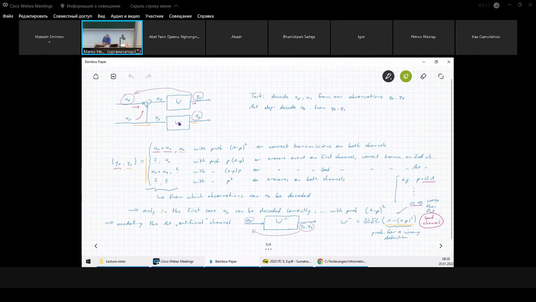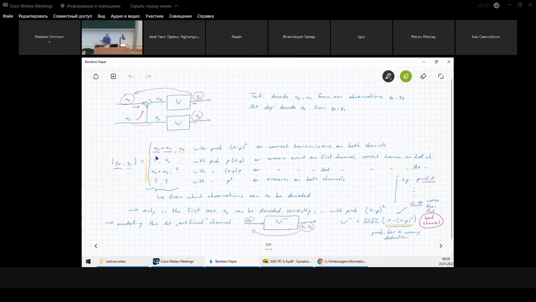No error on the second channel, so this means my observation y1 will be just the same value as u1. See, u1 becoming here x1, no error on the channel, becoming y1. So we get the correct observation here at this second output. So as I said, we know the probability that this will happen, correct transmission on both channels.